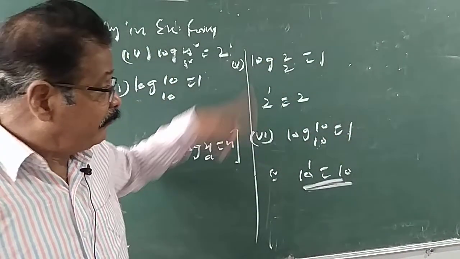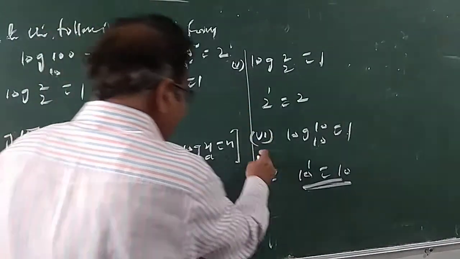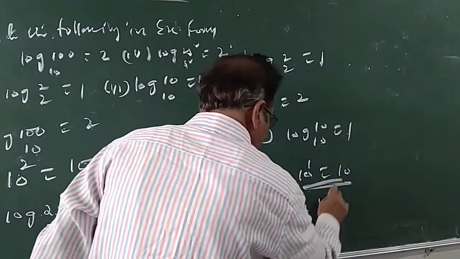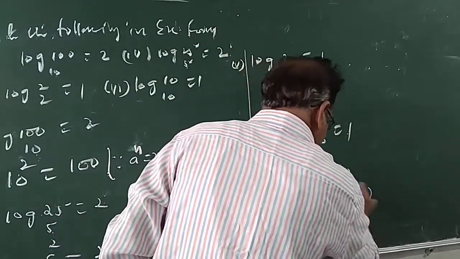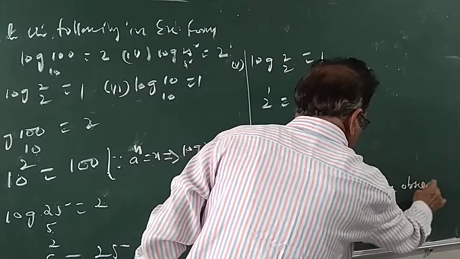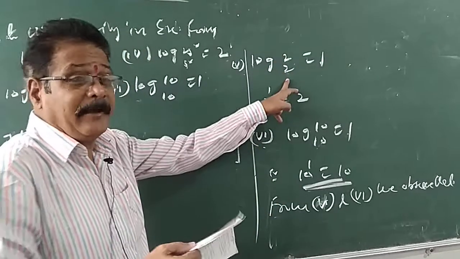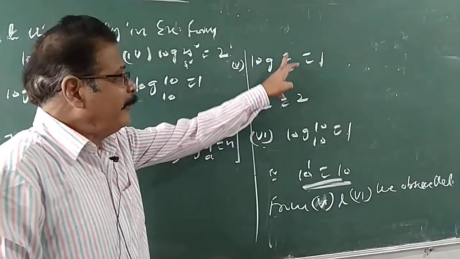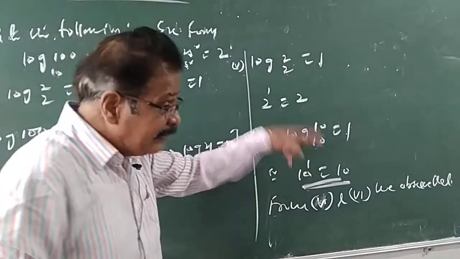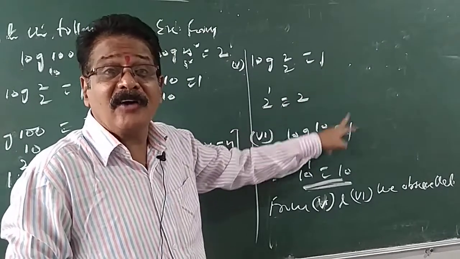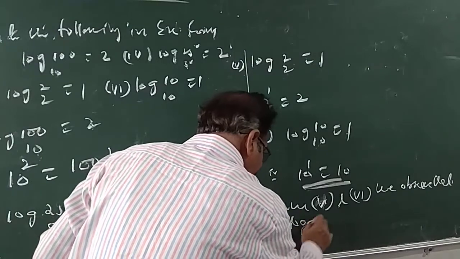So what did you observe from these two? From the 5th and 6th, we observe that the logarithm of the same number to the same base, log 2: the number is 2, base also 2. Number is 10, base also 10. So in these cases, what did you get? You got 1, unity.